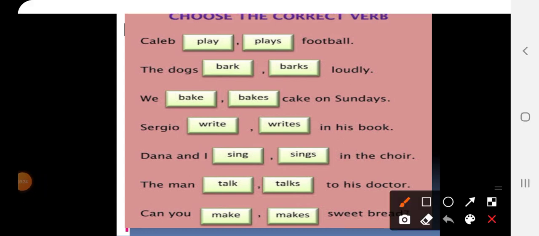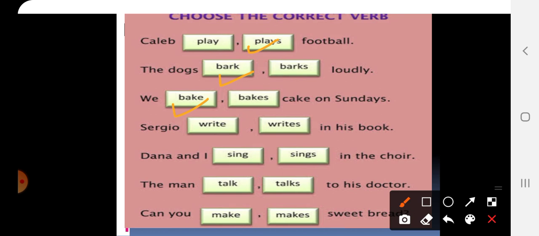Let's do this exercise by choosing the correct verb. Caleb plays football, because Caleb is the singular subject, so it should take a singular verb also. The dogs bark loudly. Dogs is a plural subject, so it should take a plural verb with that, that is bark. We is a plural subject, so it also should take a plural verb with that, that is bake. We bake cake on Sundays.